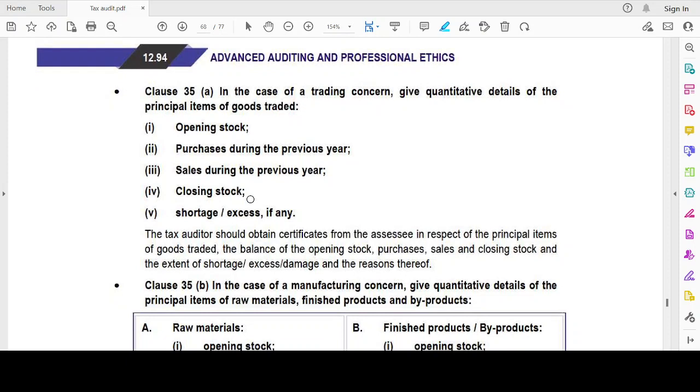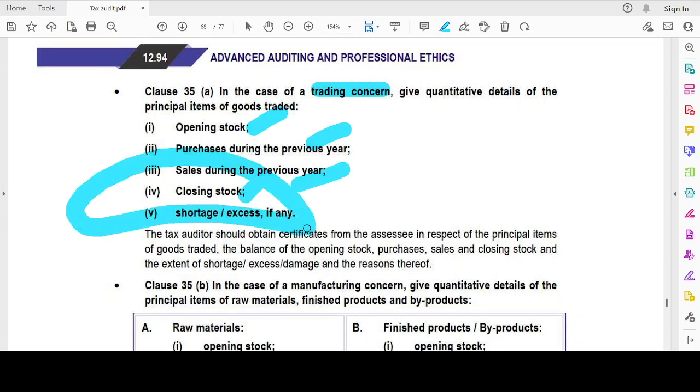So now moving on to clause number 35. This is with respect to the stocks. Now, in the case of a trading concern, I have to give the quantitative details of the opening stock, purchases, sales, closing stock, and if there is any shortage or excess.